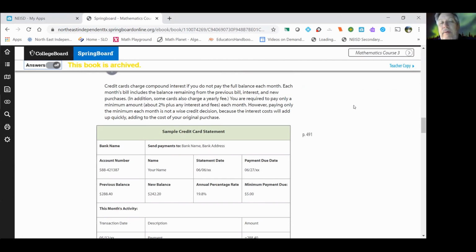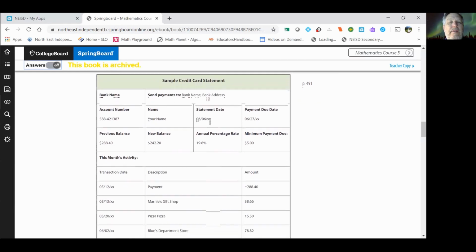Credit cards charge compound interest if you do not pay the full balance each month. Each month's bill includes the balance remaining from the previous bill, interest, and new purchases. In addition, some cards charge a yearly fee. You are required to pay only a minimum amount, about 2% plus any interest and fees each month. However, paying the minimum each month is not a wise credit decision, because the interest costs will add up quickly, adding to the cost of your original purchase.